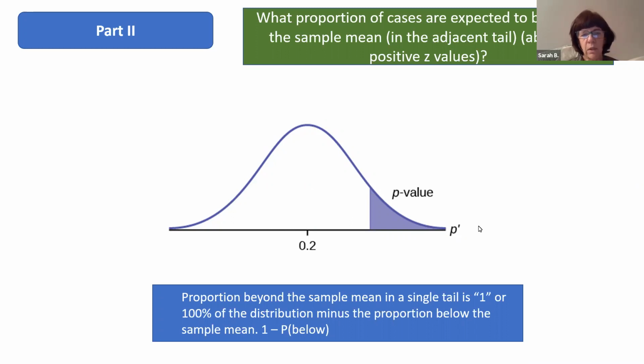It is symmetrical, so the proportions, which can only be positive, are the same. The proportion beyond the sample mean in a single tail is 1, that's 100% of the distribution, minus the proportion below that value. We've already found the proportion below that value in the z-tables. So it's just all of the possible area minus the area that is accounted for by the values you see.